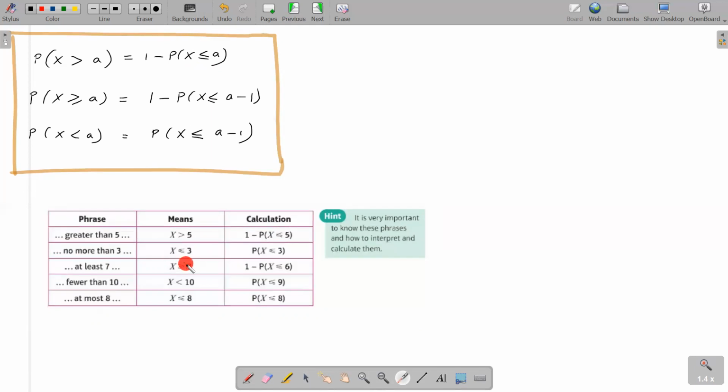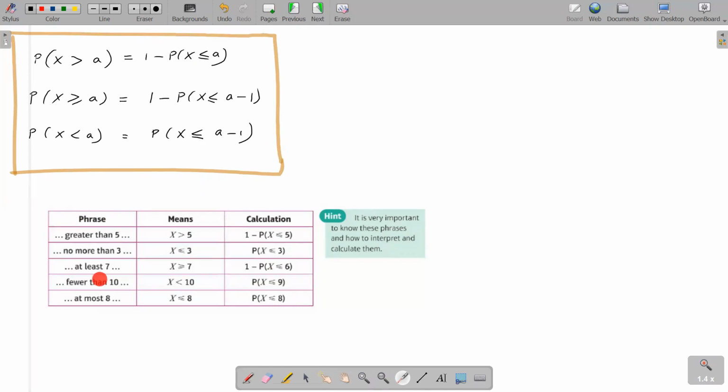X less than or equal to 3 means you can directly use the table, because the cumulative probability table is built for these kinds of probabilities, isn't it? It's built for less than or equal probability. So we don't need to do any conversions. We can directly use the probability table to get the probability x is less than or equal to 3. Do you agree? Yes? Okay, then let's get the next one.